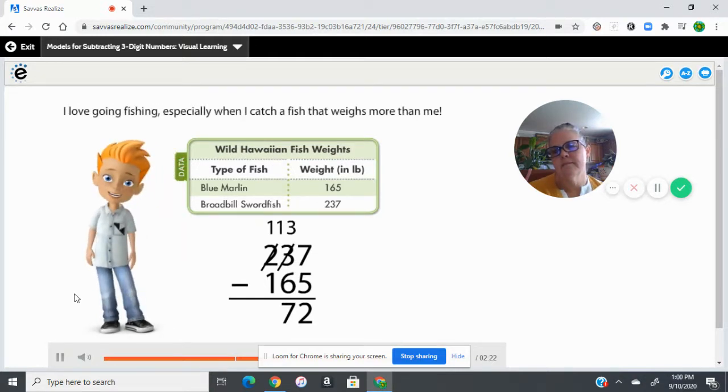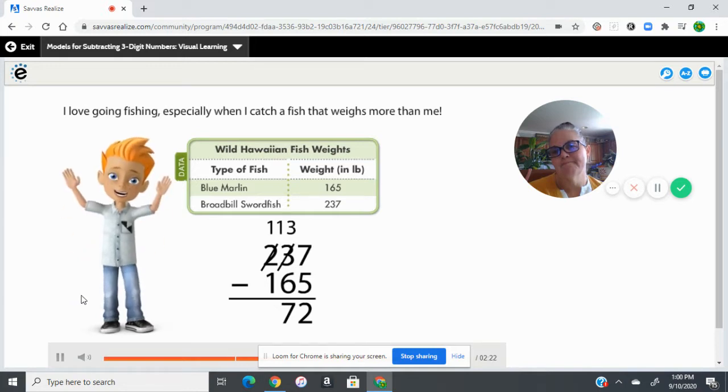I love going fishing, especially when I catch a fish that weighs more than me. Boy, I haven't done that yet, but I've caught some wonderful fish in my life.